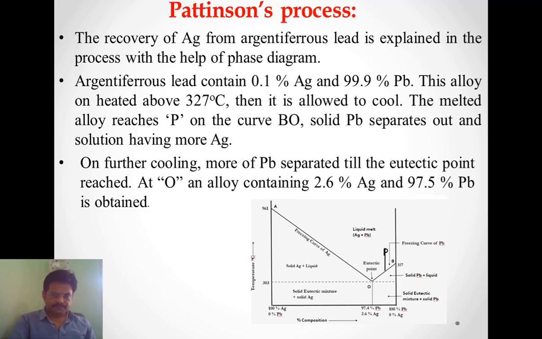So what we do is, we first melt the ore at 327 degrees Celsius, and then that ore is allowed to cool down. As the ore cools down, there will be separation of lead with the decrease in temperature, and this separation will be carried out along the curve BO. With the cooling, the liquid starts to solidify and reaches point O with a constant composition of 2.6% silver and 97.5% lead. Thus we have carried out the enrichment of silver from 0.1% to 2.6%, and now the extraction of silver from this enriched ore will be very economical.